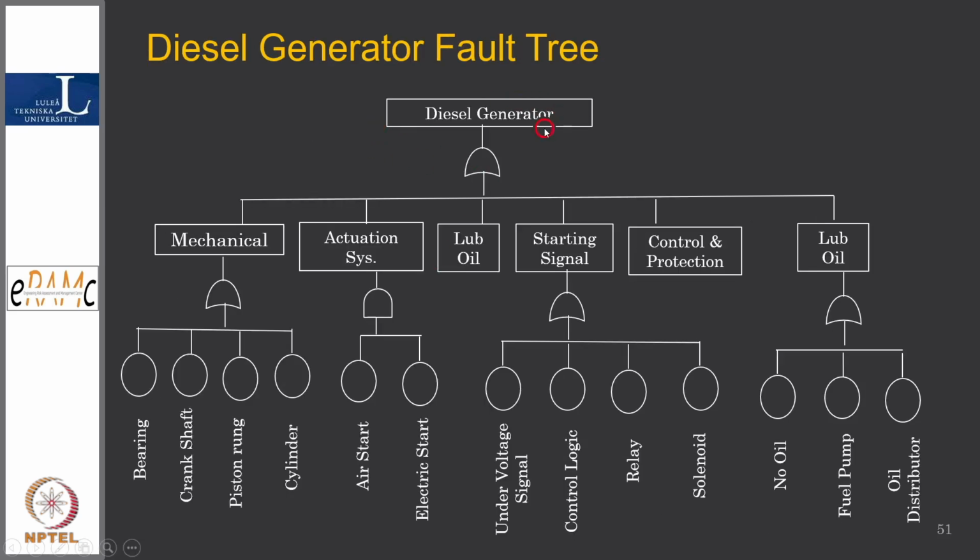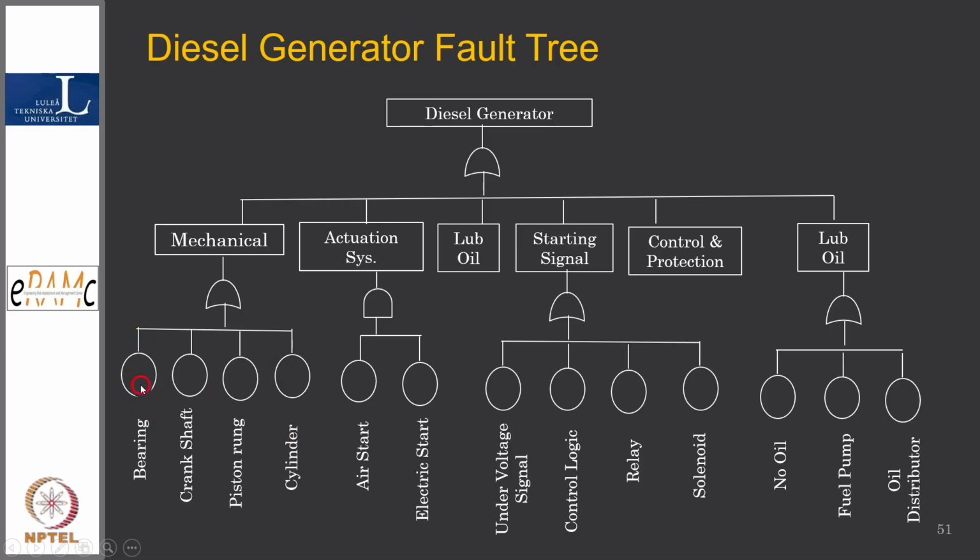We have this diesel generator, and it can fail because of these modes of failure. In our FMEA or any analysis, the mode of failure is important. So mechanical failure, actuation system failure, lube oil failure, starting signal failure, control and protection system failure. Lube oil has come twice, so this we can ignore. Now for mechanical failure, it could be bearing failure, crankshaft failure, piston failure, and cylinder failure. I have indicated a basic event here.